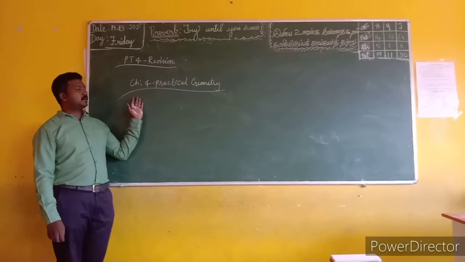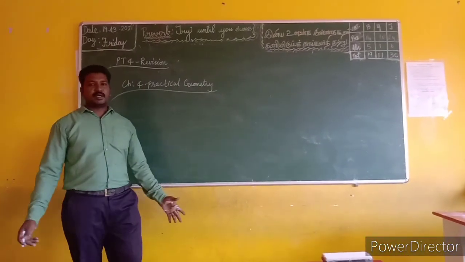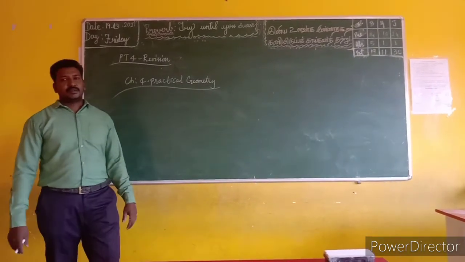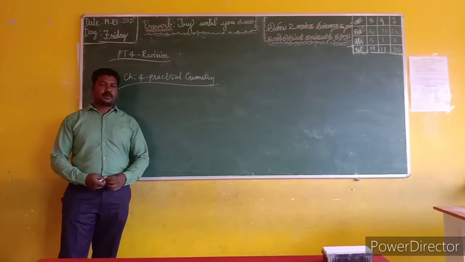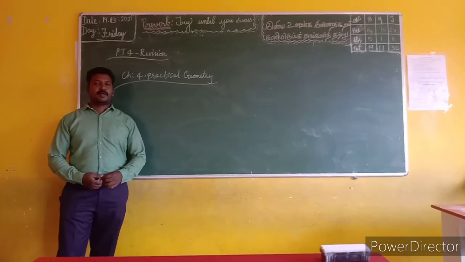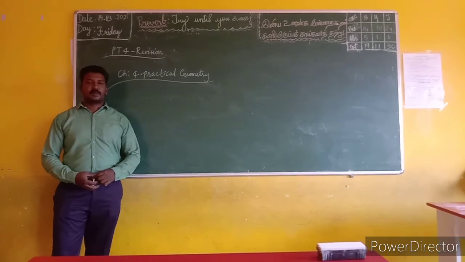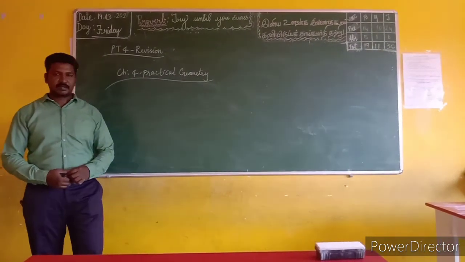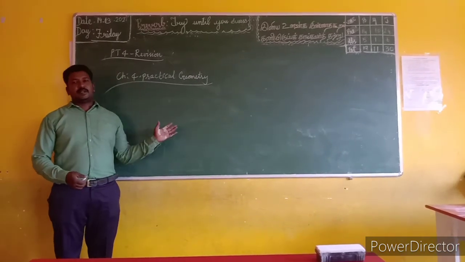Next, chapter number 4, Practical Geometry. In practical geometry we are going to construct quadrilaterals or triangles. So in this chapter, in this 8th standard, we have to construct quadrilaterals. They will provide the measurements with the angles. So if they give angles, you can use the protractor and compass and construct the quadrilaterals.